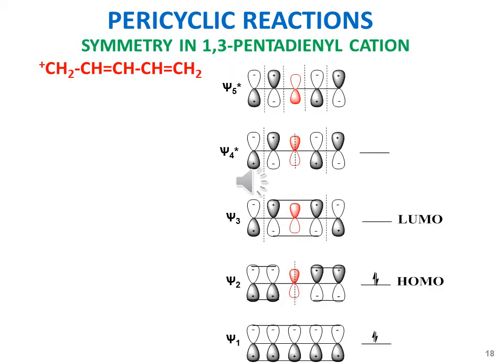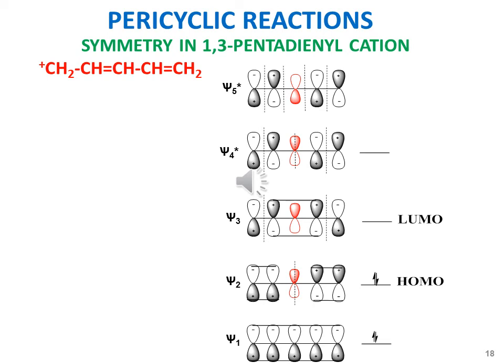Now it's time to discuss a slightly more complex pi conjugated system, that is the 1,3-pentadienyl cation. In the 1,3-pentadienyl cation, each carbon has 1 unhybridized p orbital, and hence it has 5 p orbitals that will participate in overlapping. Similarly, it has 4 pi electrons that are participating in bond formation. According to molecular orbital theory, when 5 p orbitals overlap, 5 molecular orbitals will be formed. Out of the 5 molecular orbitals, half will be bonding and half will be anti-bonding.